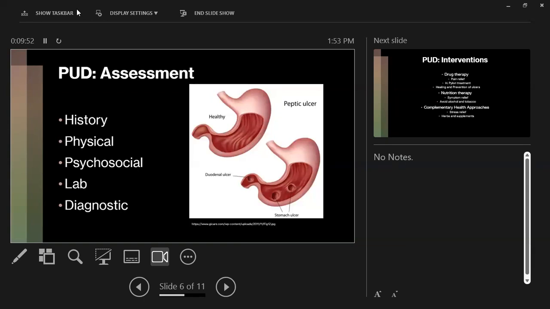So, your assessment for patients with peptic ulcer disease. First, we're going to take that history. We're going to review for a history of H. pylori infection. We're going to talk about their over-the-counter drugs, including NSAIDs, if they've ever had any gastric surgeries or radiation treatment, and then if there's been a recent change to their pain, worsening, increasing in frequency or duration or location.